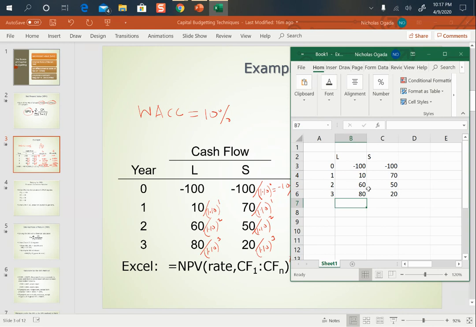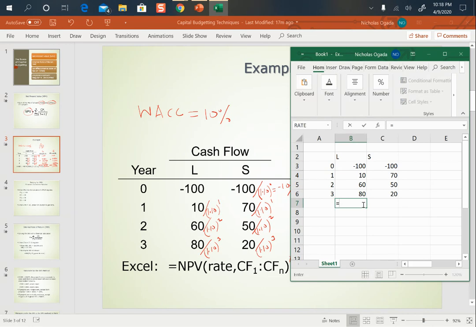So what you do is you determine the present value of the 10, 60, and 80, and then you add to the present value of minus 100, which is minus 100. For S, you do the same thing. Determine the present value of the 70, 50, and 20, and add this to the present value of minus 100. So in this example, you have your NPV for just year one, year two, and year three.